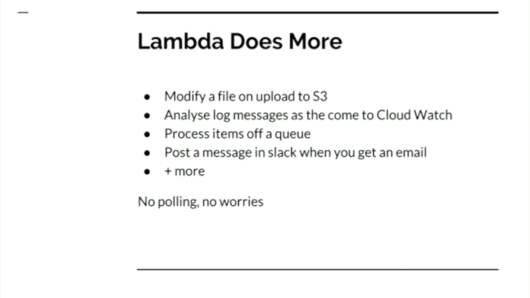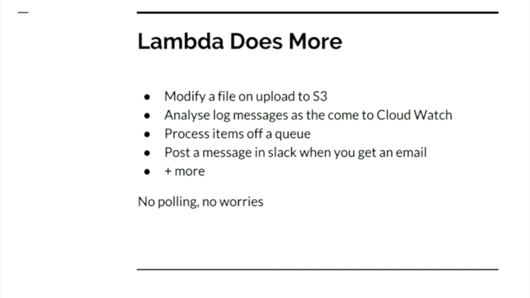Process items off a queue. If you use Simple Notification Service or Simple Queue Service, you can attach a Lambda function to it. So you could build a system where jobs go into a queue. So you've got a website where people can turn PDFs into Word documents or the other way around. You put that item into a queue. The job gets picked up by a Lambda function.